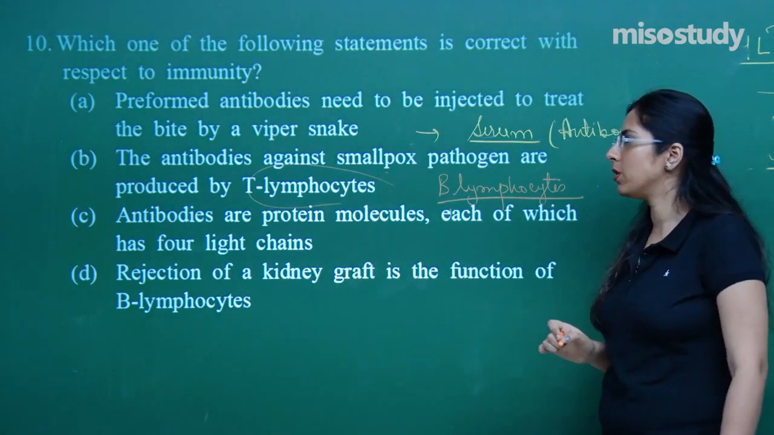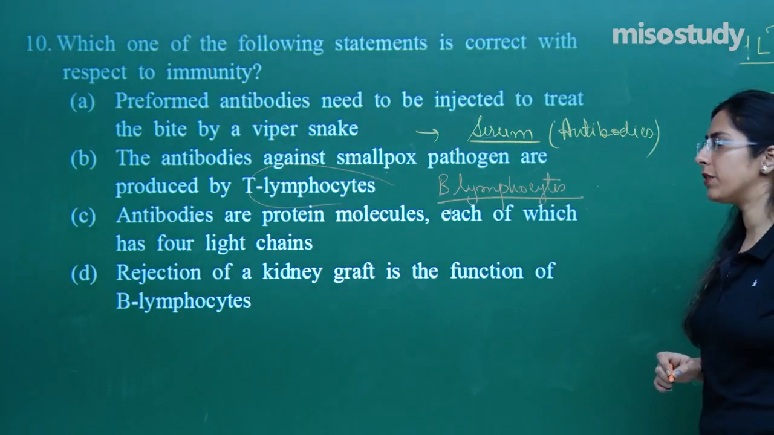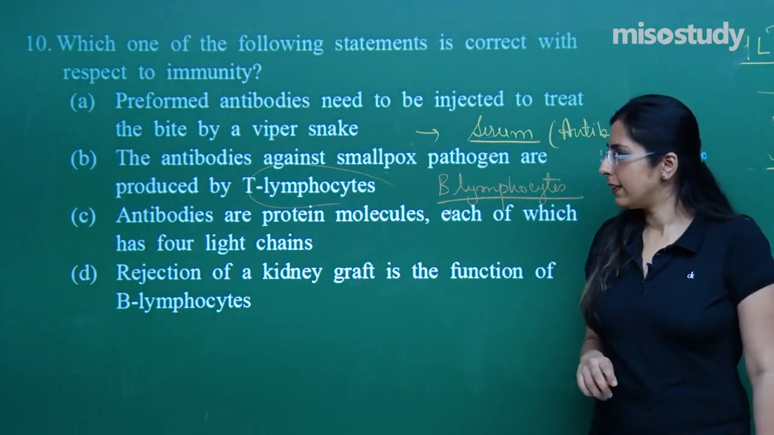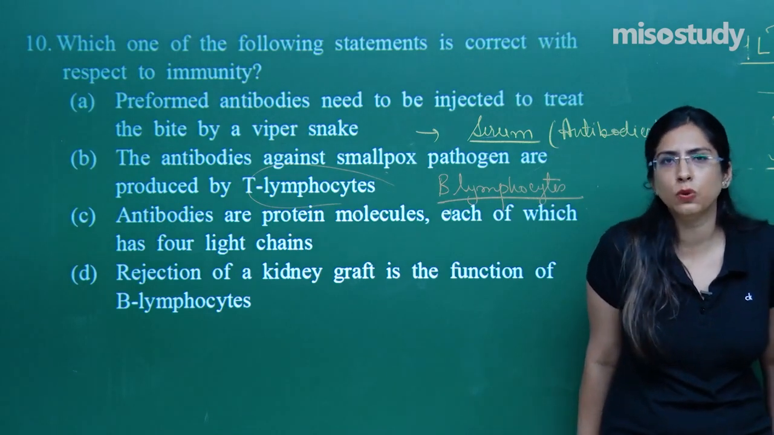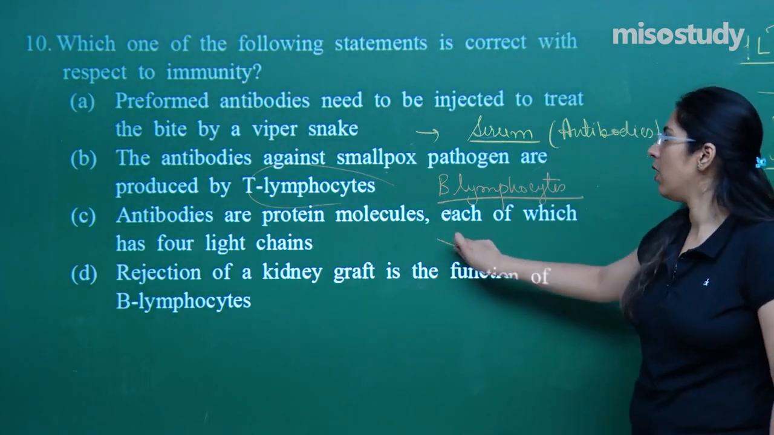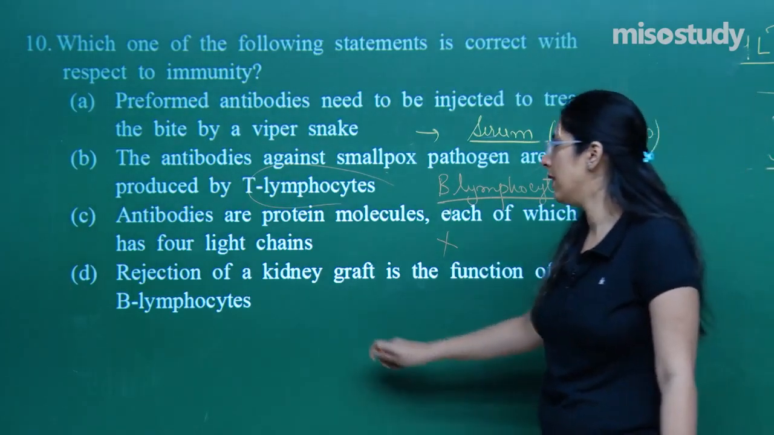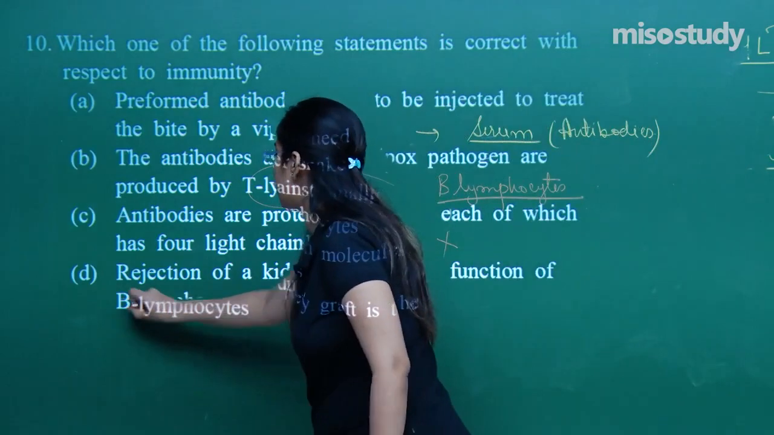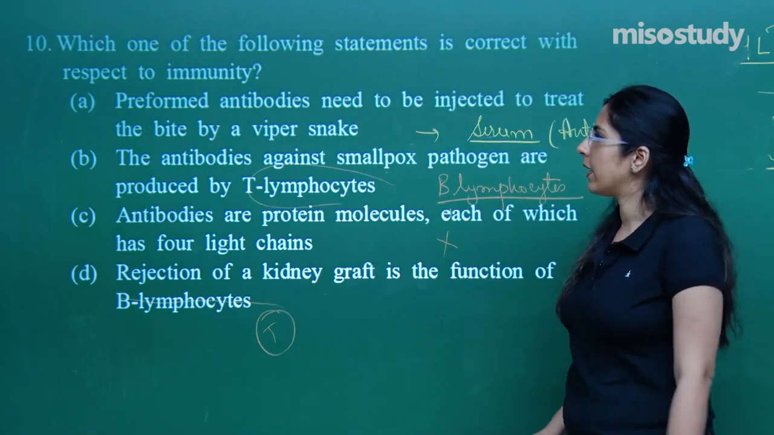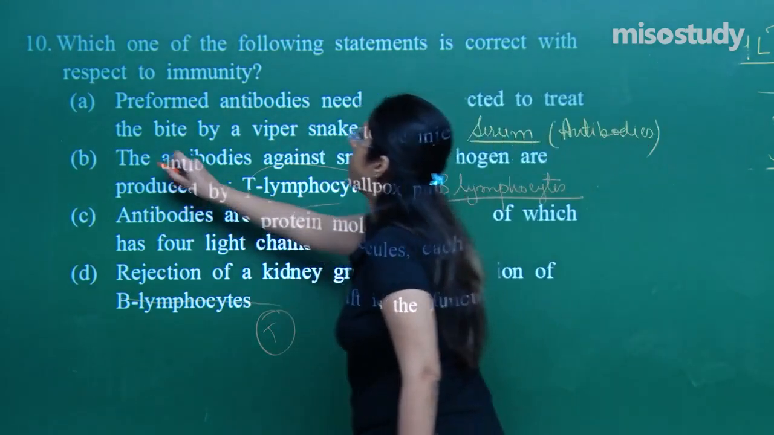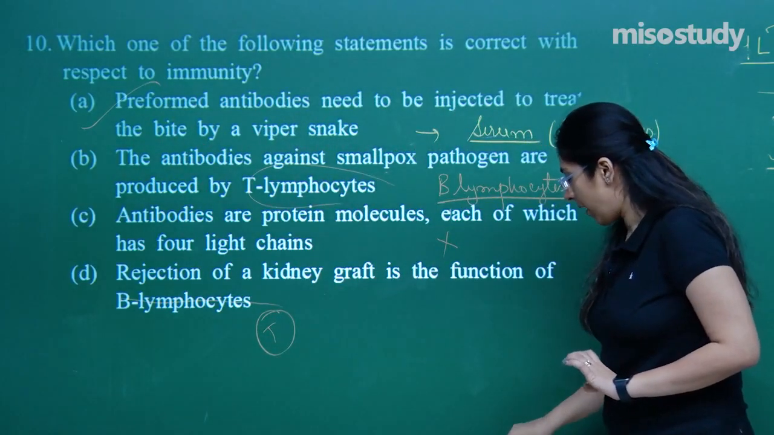Let's talk about option C. Antibodies are protein molecules, each of which has 4 light chains. I think we have discussed the whole structure of antibodies. Four light chains? No, not at all. There are 2 heavy and 2 light chains. So this is also a wrong option. Rejection of kidney is a function of B lymphocyte. We have already discussed that this is not related to B lymphocytes, but to T lymphocytes. For question number 10, the correct option is option A: preformed antibody needs to be injected to treat the bite of a viper snake.